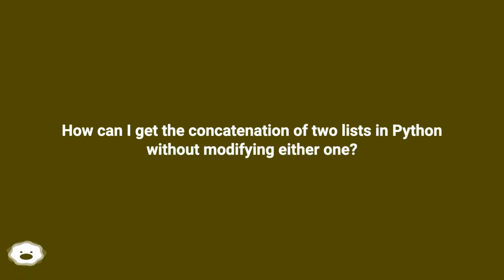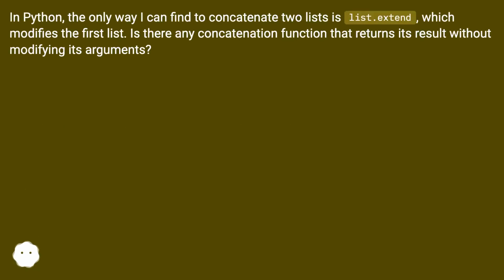How can I get the concatenation of two lists in Python without modifying either one? In Python, the only way I can find to concatenate two lists is list.extend, which modifies the first list. Is there any concatenation function that returns its result without modifying its arguments?